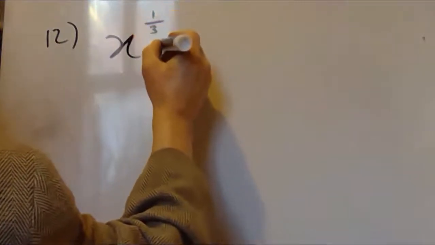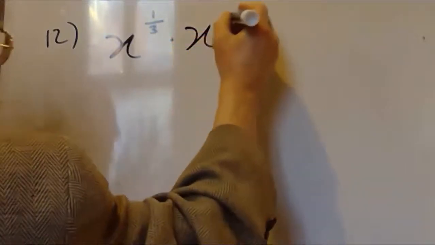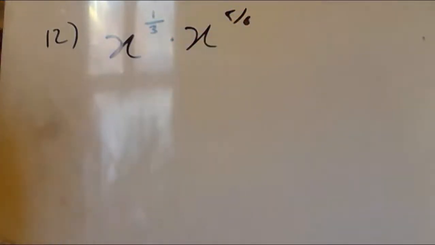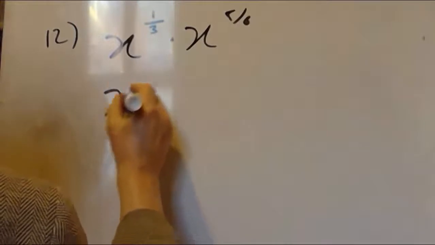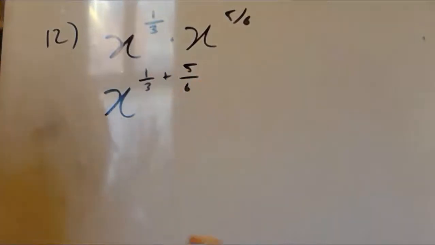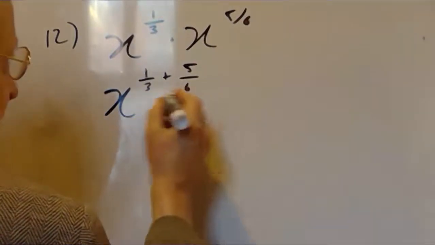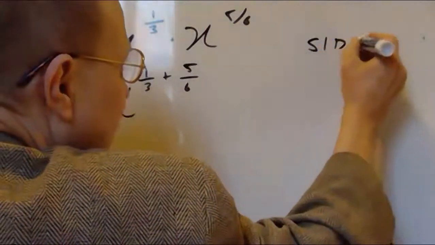Here we have multiplication. Now remember our multiplication rules. So we have x to the 1/3 times x to the 5/6. And we know that if we have the same base, we have to add these two up. So it's x to the 1/3 plus 5/6. Now, as we see, what we have to do here is add the exponents, which means essentially we're going to be adding fractions. So on the side, I'll do this.